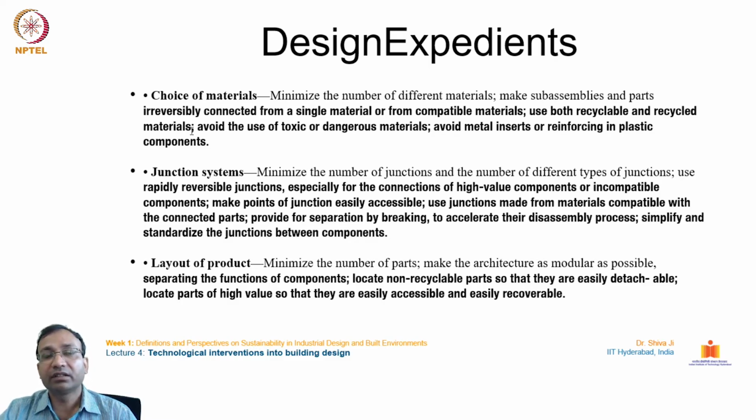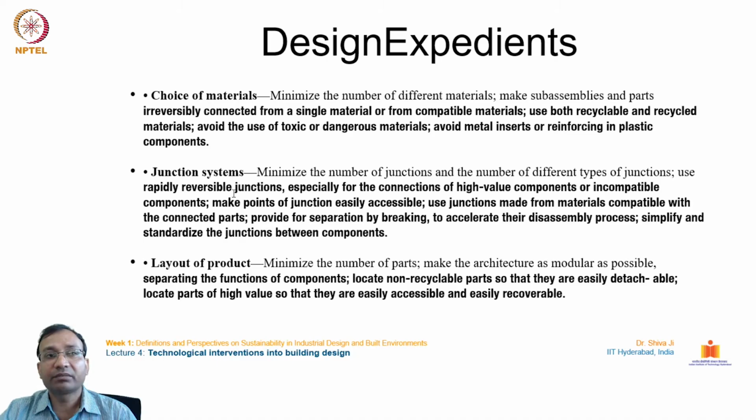Okay, so these could be actually for a better choice of the material. And then if you go for the junction system, minimize the number of junctions and the number of different types of junctions. Okay, because junctions and joints actually complicate the structure, so the fewer the number of joints and junctions, the more efficient the system will be for design for disassembly and disposal.